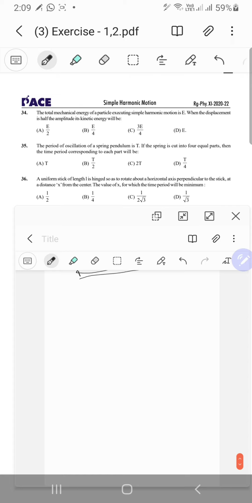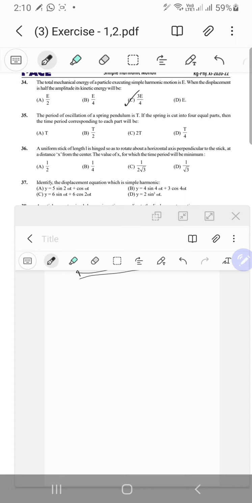Total mechanical energy of a particle executing simple harmonic motion is E. When the displacement is half the amplitude, its kinetic energy will be. Hey, haven't we done this like 1,000 times? Wait, no, potential energy will be E by 4. So displacement is half the amplitude. That means its potential energy is half k x squared, which is 1/4 of the total energy, which means kinetic energy is 3/4 of the total energy. Cool, that was easy.